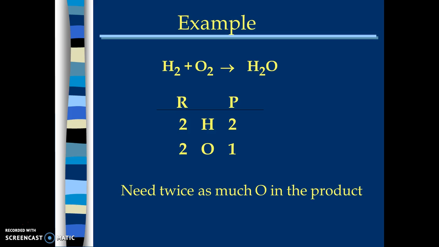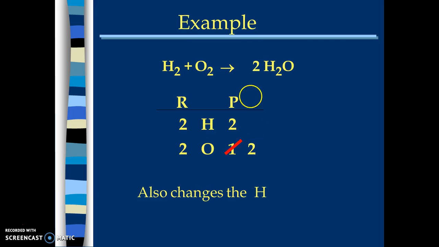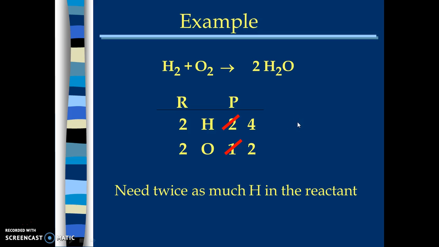So what I'm going to do is put a 2 out in front of the water. I can only put coefficients in front. I can't put them in the middle of a compound. So I'm going to put the 2 in front. Now that's going to give me 2 oxygens because essentially I'm multiplying this coefficient times the subscript. So 2 times 1 is going to give me 2. But notice it's also going to change the hydrogen because I've got this 2 out front. We're going to multiply that by the subscript, and that's going to give me 4 hydrogen.